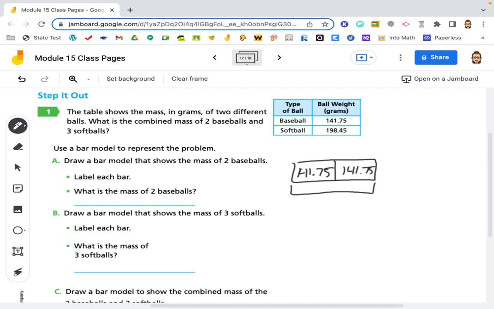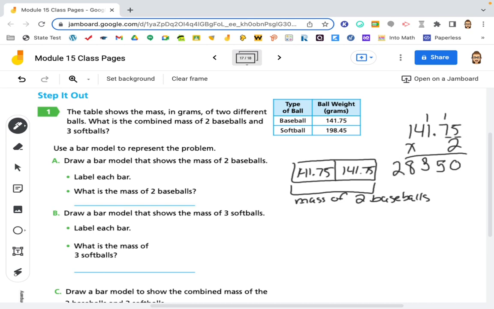And this would equal the mass of two baseballs. So then it says what is the mass of two baseballs? We can add those together or we can multiply. So 141 and 75 hundredths times two. Two times five is ten. Two times seven is 14 plus one is 15. Two times one is two, plus one is three, two times four is eight, two times one is two, and then we have two decimal places. So we get 283 and 5/10 grams.